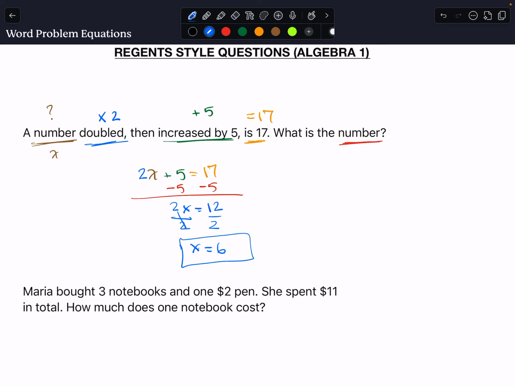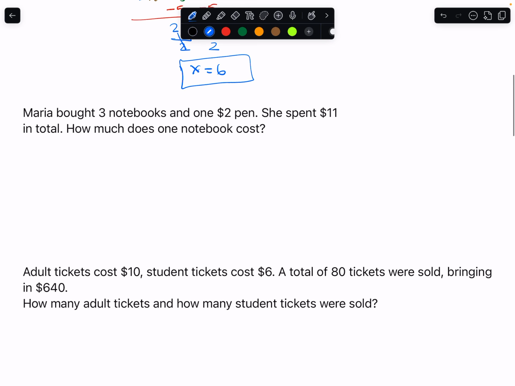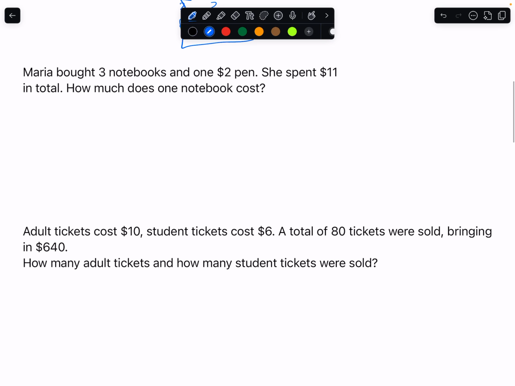If you got this question, you did good so far. Let's work on our next question. Maria bought 3 notebooks and one $2 pen. She spent $11 in total. How much does one notebook cost? The question is asking the cost for one notebook.